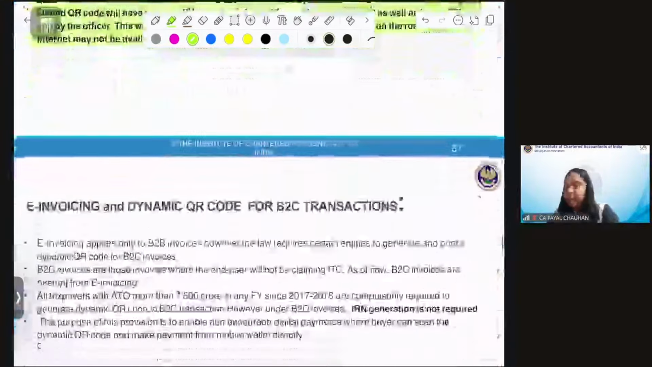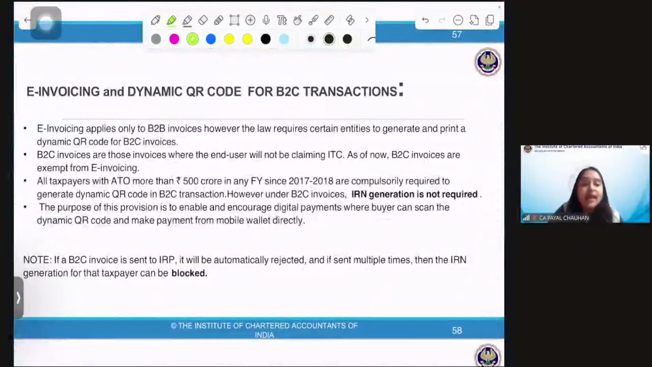Perfect. Now, e-invoicing and dynamic QR code for B2C transactions. This is very important. Let me first ask: how many kinds of QR codes are there?